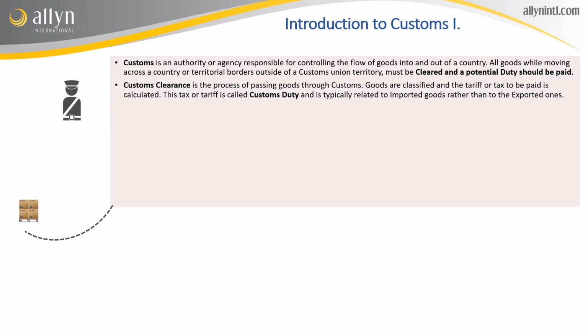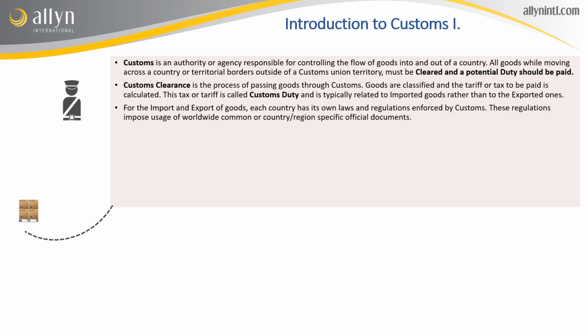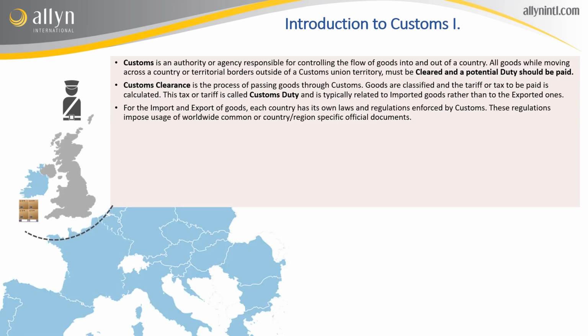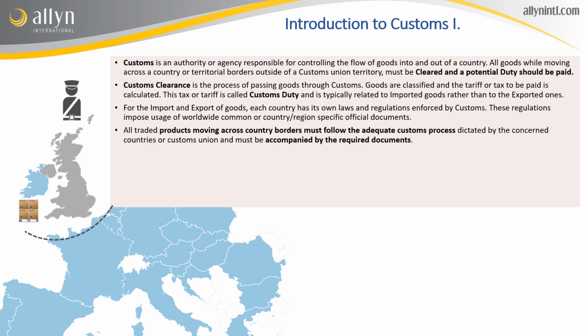This tax or tariff is called customs duty and is typically related to imported goods rather than to the exported ones. For the import and export of goods, each country has its own laws and regulations enforced by customs. These regulations impose usage of various official documents. It could be commonly used worldwide or country or region-specific ones. All traded products moving across country borders must follow the adequate customs process dictated by the concerned countries or customs union and must be accompanied by the required documents.